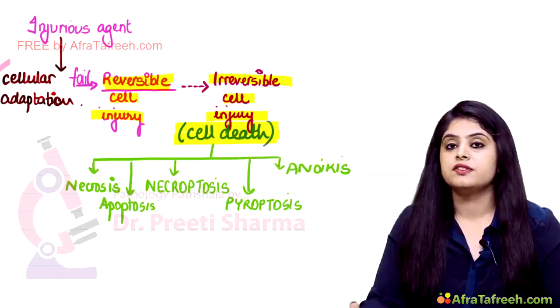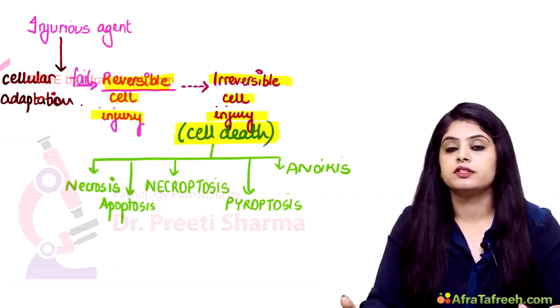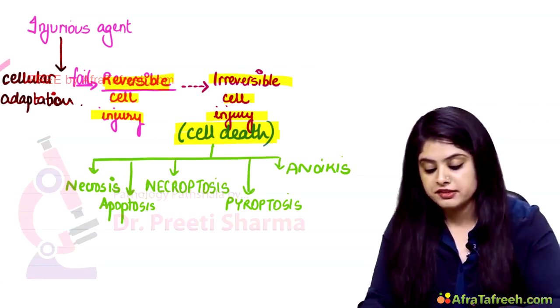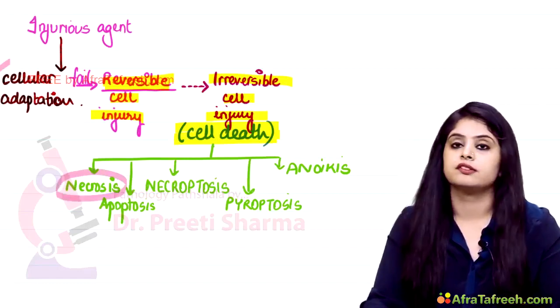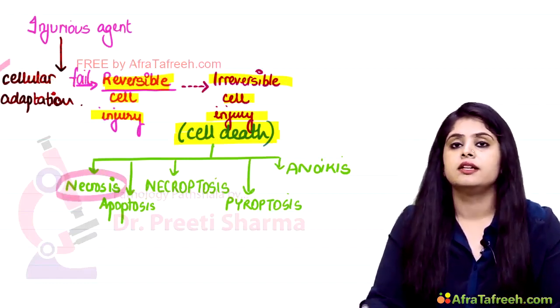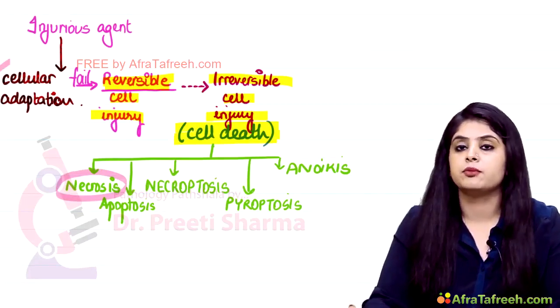Now, having discussed reversible and irreversible cell injury, we can now begin with our discussion of cell death. And as I told you, we'll be discussing the cell deaths in the same order that we discussed in the beginning. The first cell death with which we will begin our discussion is necrosis, something that you've already read in great detail in your undergraduation days, or if you're currently preparing for your professional exams.